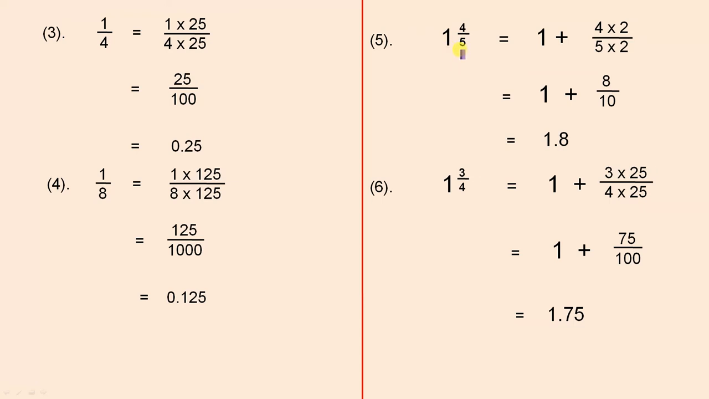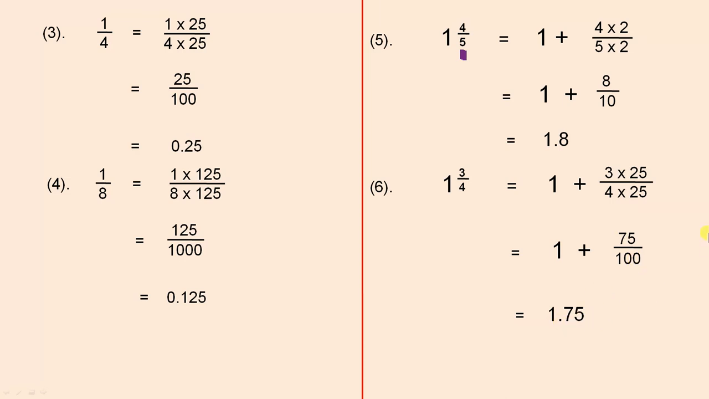Now you can also do the same rule with mixed fractions. All you do, you just work on the fraction part. The 1 stays there, so just leave that, and just work on the 4 on 5. 4 on 5, we multiply by 2 over 2. That's 1 plus 8 over 10, and that's 1.8. So it's very straightforward. The 1 just stays the same. 1 3/4, there's your 1. Multiply top and bottom by 25. That'll give us 1 plus 75 over 100, which is 1.75.